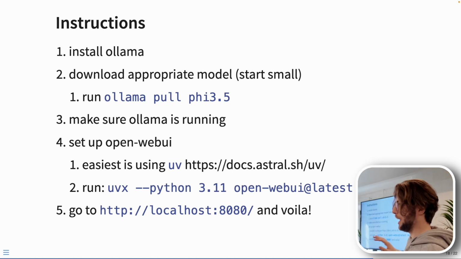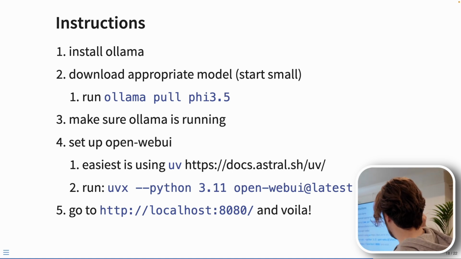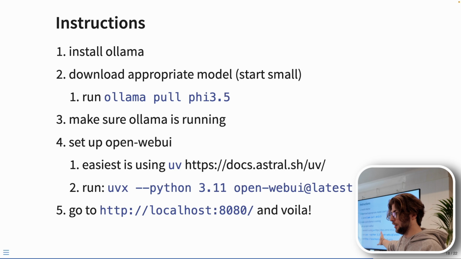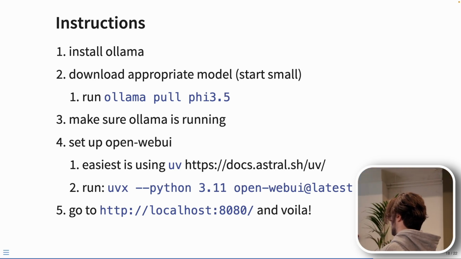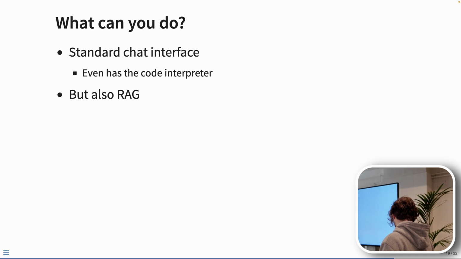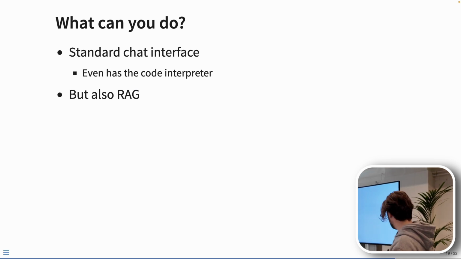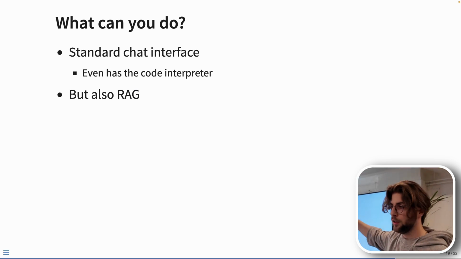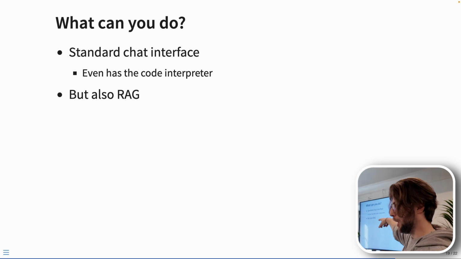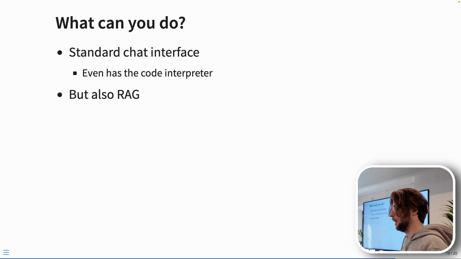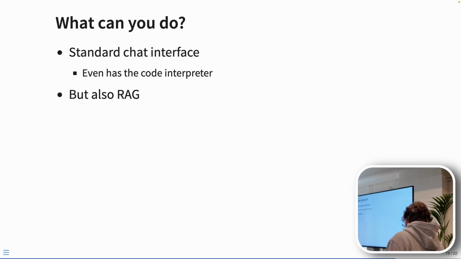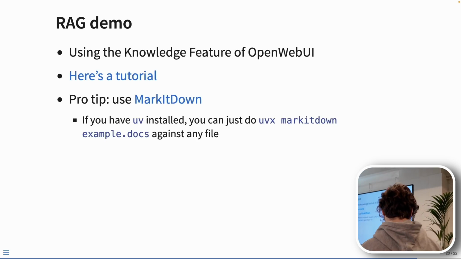So, you know, I think that's the best way to do it. And then localhost 8080 is the place, because it's local, and that's what we are doing with it. Why would you do this? Chat interface, I'll show you in a second. And you can do RAG with it. And it handles a lot of the annoying backend involved in doing RAG. So it's pretty cool. RAG demo, yes, okay.